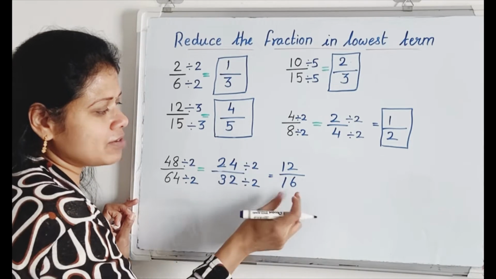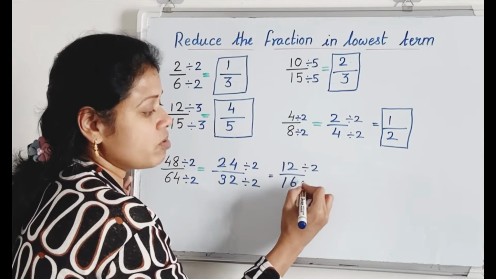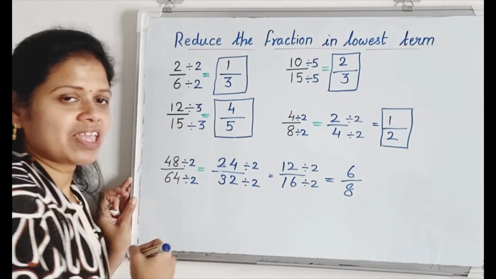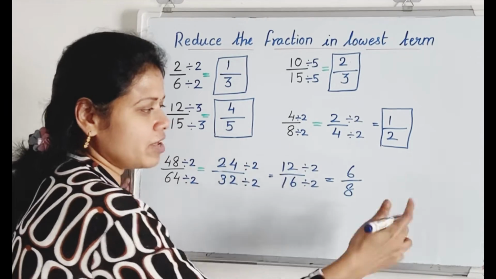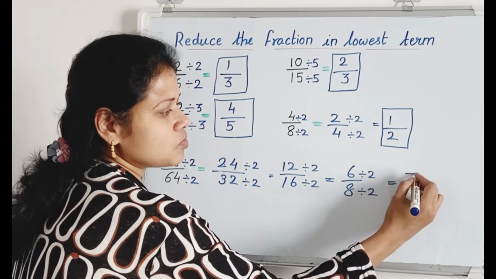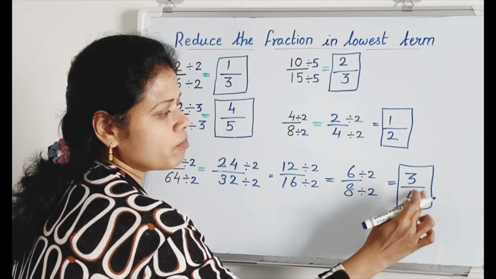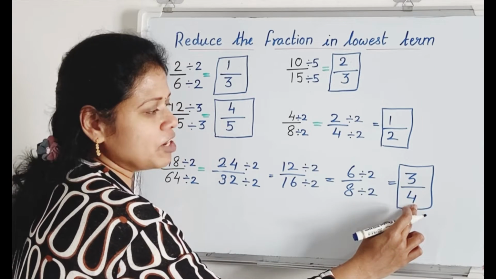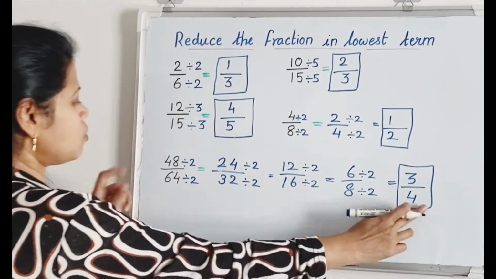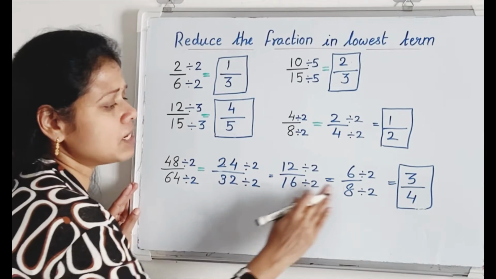It's not in the lowest term. The fraction is not in the lowest term. So again you have to divide by its common factor. So it's 6 by 8. It's not in the lowest term. So again we have to divide by its common factor. So it's 3 by 4. Now if you check, there is no common factor for this numerator and denominator. So this is the fraction in its lowest term. To convert this fraction to its lowest term, we did the division multiple times.